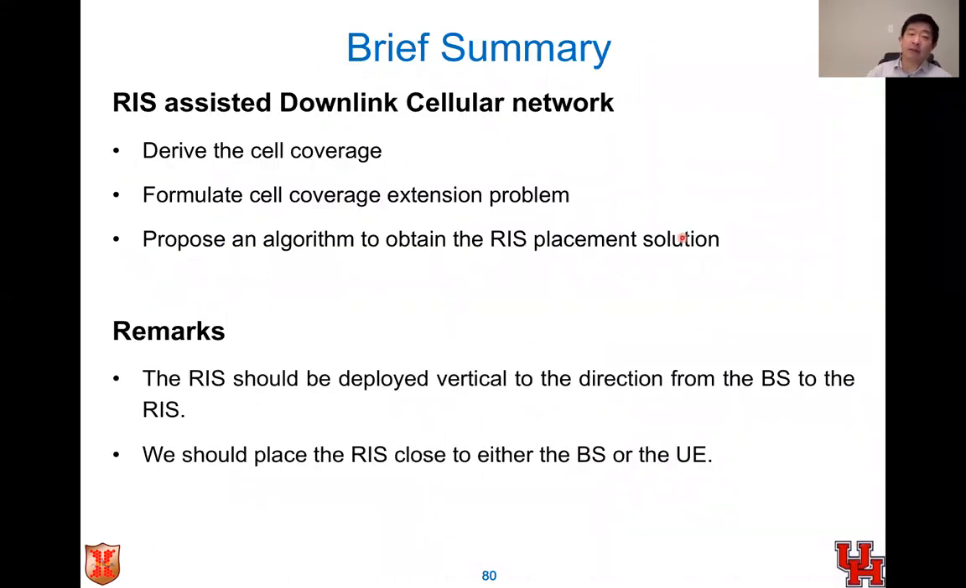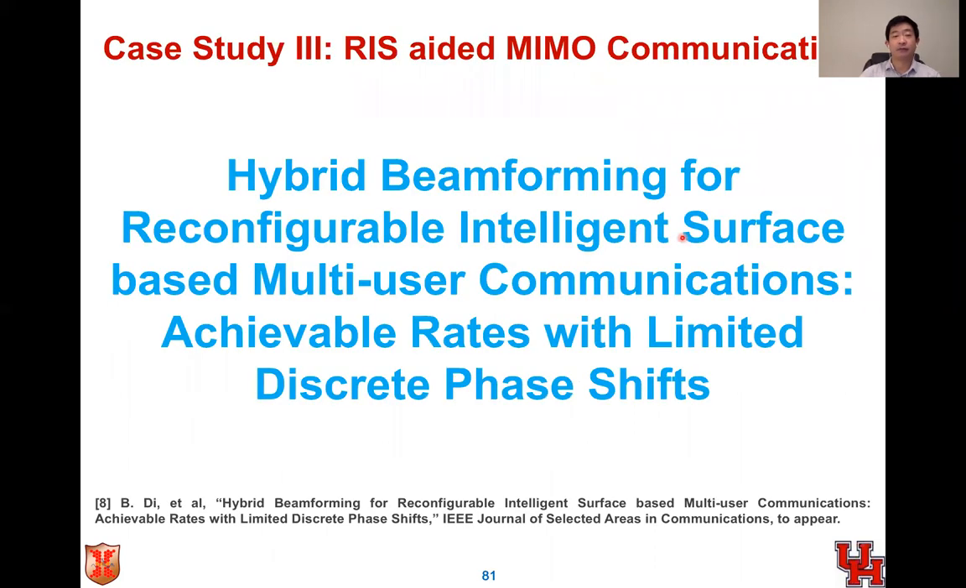And here is a brief summary. RIS in a downlink cellular network: it derives the cellular coverage, formulates the coverage extension problem, and proposes an algorithm to obtain the RIS placement solution. The remark is that the RIS should be deployed vertical to the direction from the base station to the RIS, and should be placed close to either the base station or the user equipment. Anyway, there is some theoretical guidance for that.